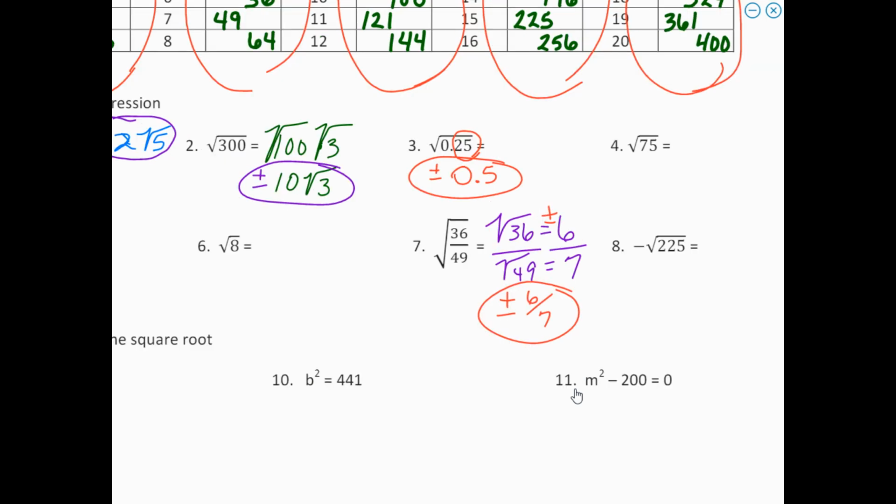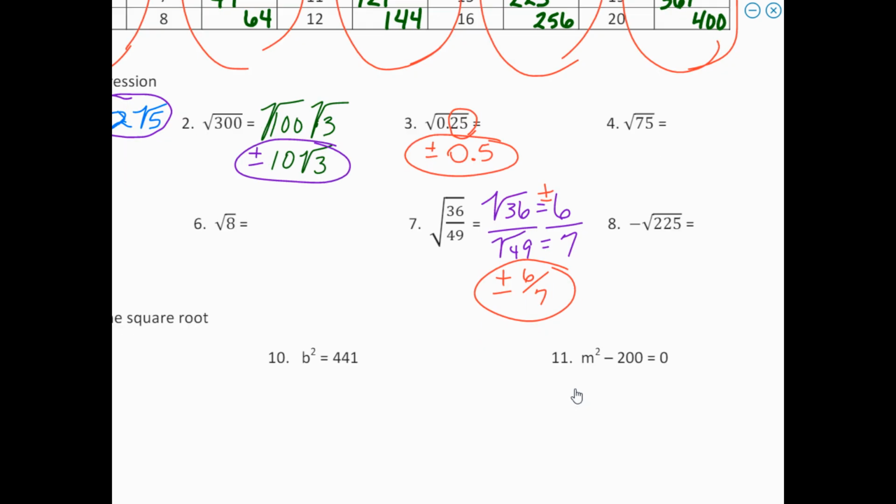Number 8. What's different about number 8 than any of the other ones that we've done so far? It has a negative in front of it, which means I'm only looking for the negative root. So this one is not going to have a plus or minus because I only want the negative root.